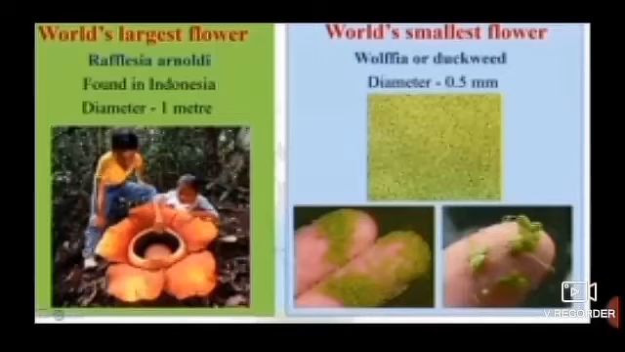Do you know the world's largest flower is found in Indonesia? The diameter of the flower of the plant Rafflesia arnoldii is about 1 meter. The world's smallest flower is of the plant called Wolffia, or duckweed. Its diameter is as small as 0.5 mm.